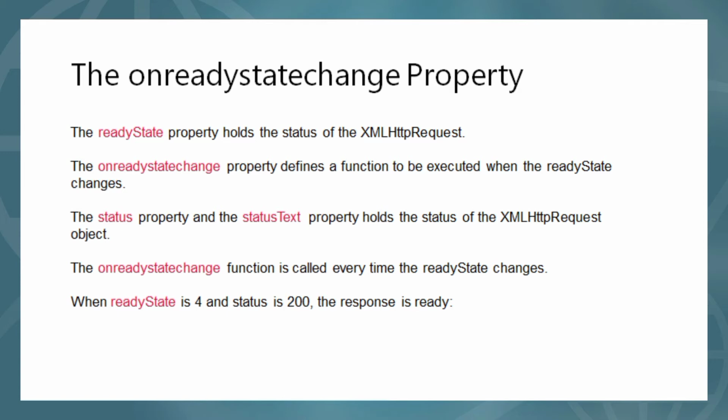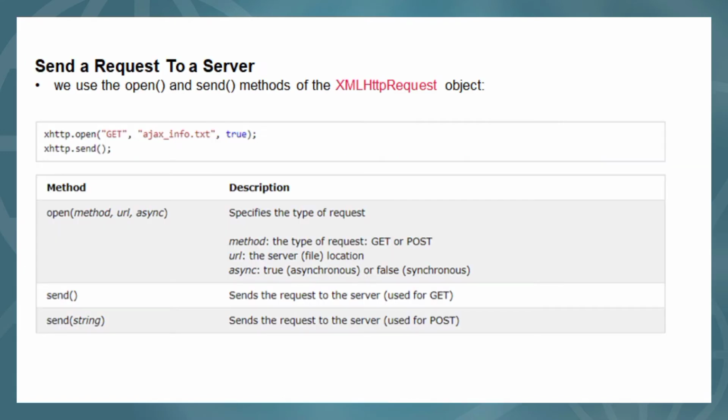The status property and the statusText property hold the status of the XMLHttpRequest object. The onreadystatechange function is called every time the readyState changes. When readyState is 4 and status is 200, the response is ready.